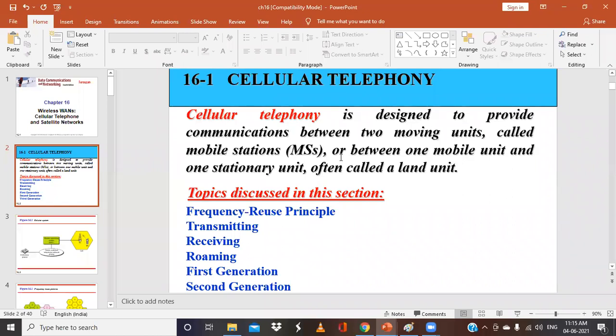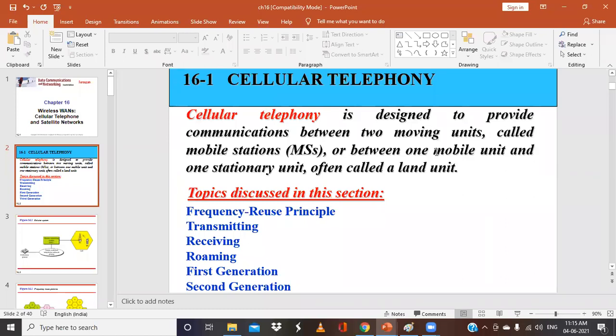So the objects or the phones that we are using are the moving objects. We call them mobile phones. Cellular telephony is designed to provide communication between two moving units called mobile stations, or between one mobile unit and one stationary unit, often called a land unit.